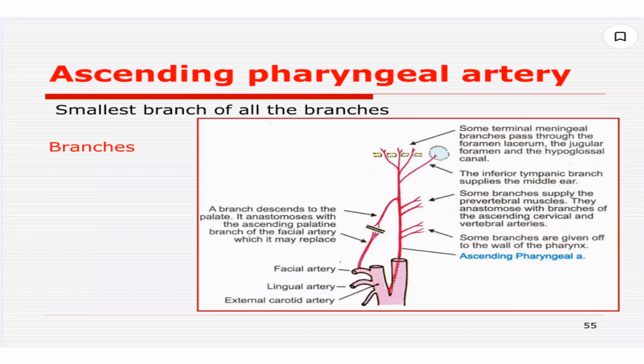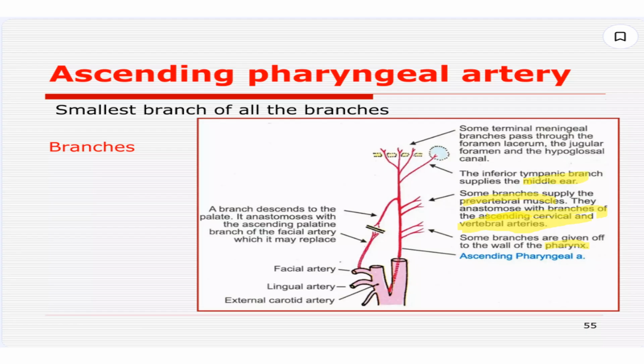It is the medially running artery. Some branches are given to the wall of the pharynx, and some branches supply the prevertebral muscles and anastomose with the branches of the ascending cervical and vertebral arteries. We'll discuss the vertebral artery later. Then the inferior tympanic branch supplies the middle ear.